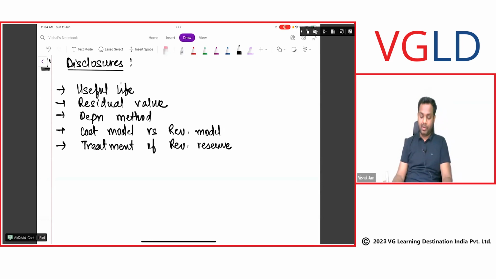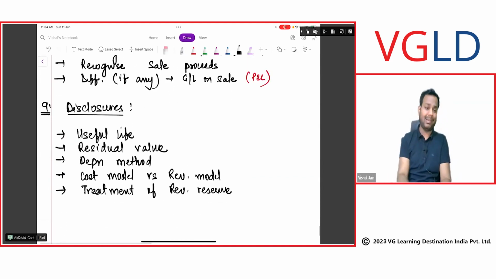Treatment of revaluation reserve. All these things you have to disclose in the financial statements. So this is all about your IAS 16 property, plant and equipment. Now tell me, guys, if you have any queries in this one.